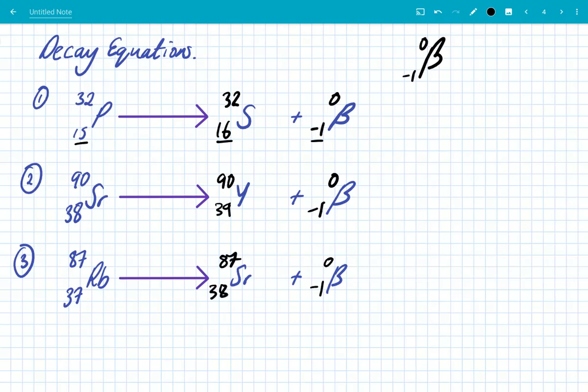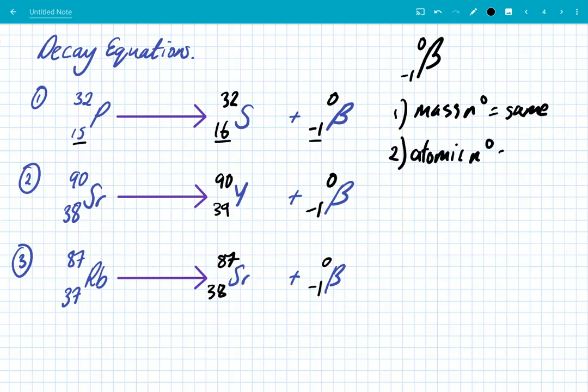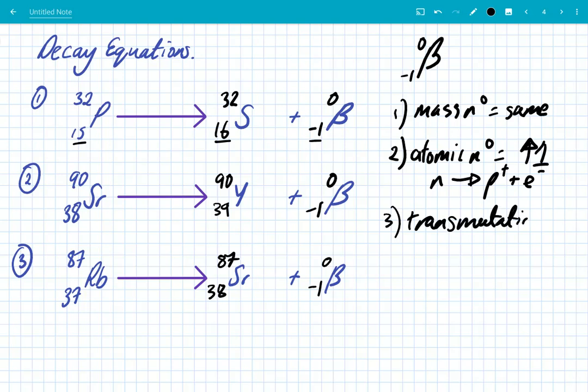So always remember 3 key facts. 1, the mass number stays the same. It does not change, and that's because electrons have 0 mass, effectively 0.005. Therefore, no mass is lost from the nucleus. Secondly, the atomic number. The atomic number increases by 1. And the reason for that is because a neutron is turning into a proton and an electron. So we're getting an extra proton. Thirdly, transmutation. And transmutation simply means a new element is made.